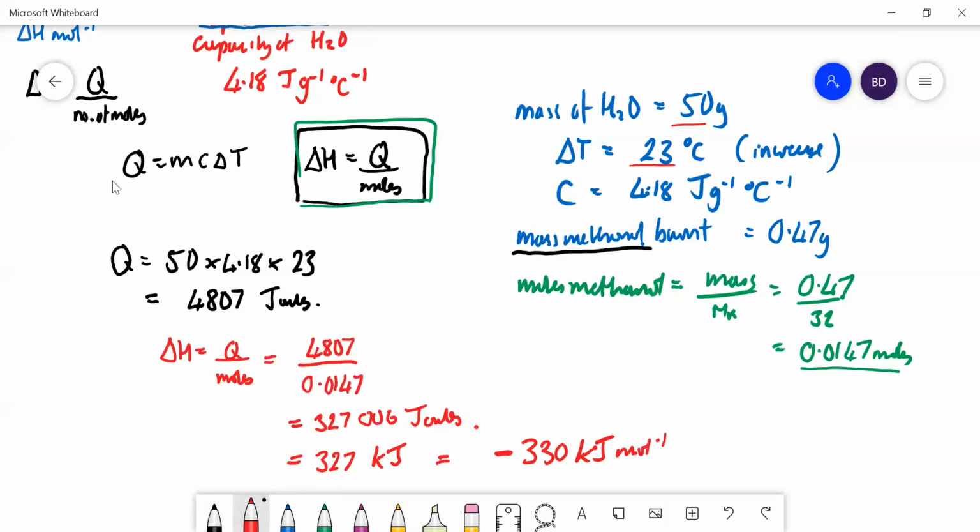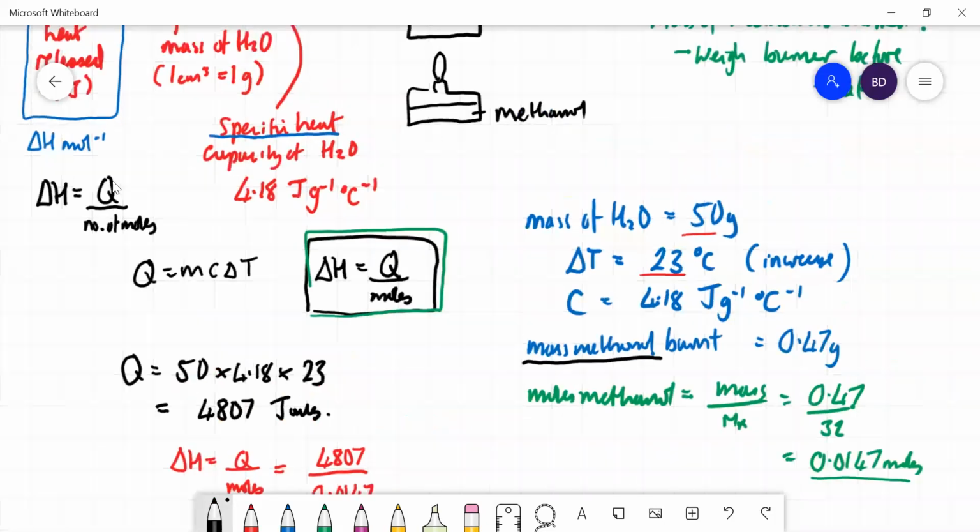They will actually knock marks off if you don't do that. So that is the answer to our question. The enthalpy change occurring when you burn 1 mole of methanol: you get 330 kilojoules per mole of energy out.